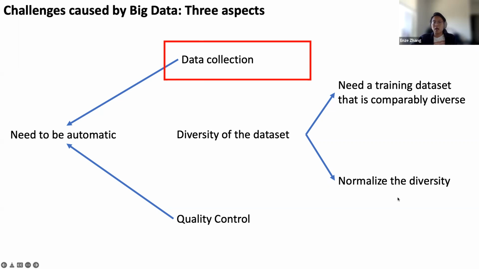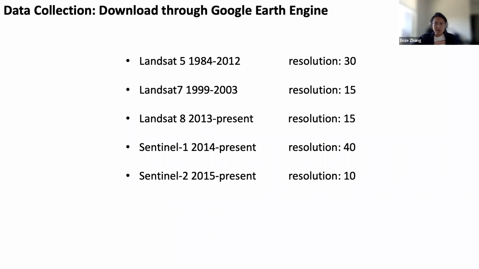So first, let's talk about how to automate the data collection. To solve the challenges from data collection, we use a platform called Google Earth Engine. This is a powerful platform. It contains different remote sensing images and also other data sets, but here we only use the remote sensing imagery. And the amazing thing about this platform is that it can automate the data collection. So we just need to run some script and we can collect the images on this platform 24/7.